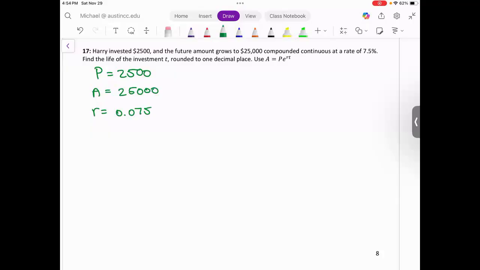So let's plug in what we know. We know 25,000 equals 2,500 e to the 0.075 t. Now we want to solve for t. We want to divide each side by 2,500. I'm going to go ahead and flip it around again. So 25,000 divided by 2,500 is 10.